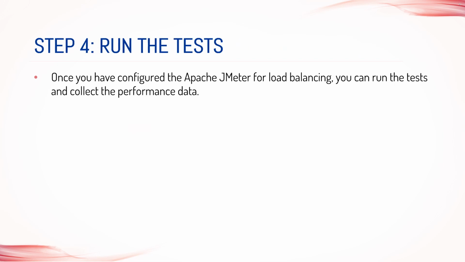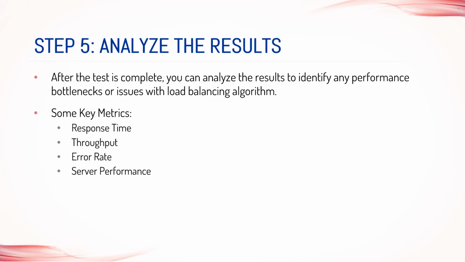Step 4. Run the test. After configuring JMeter, you can run the test and monitor the test results. JMeter provides various reports and graphs to analyze the test results, including response time, throughput, error rate, and server performance. You can use these reports to identify any performance bottlenecks and fine-tune the load balancing algorithm to optimize the web application's performance.